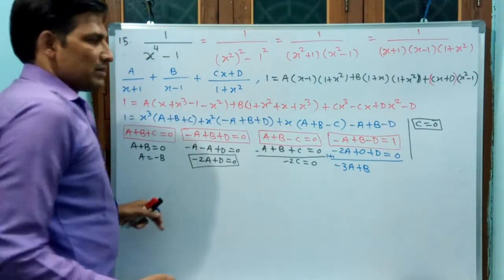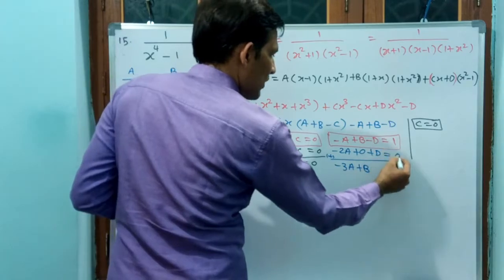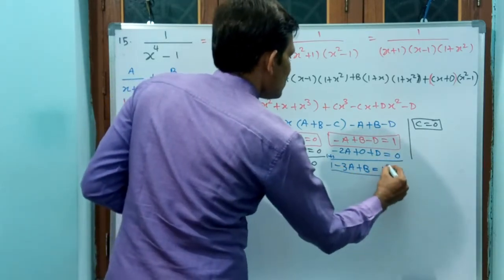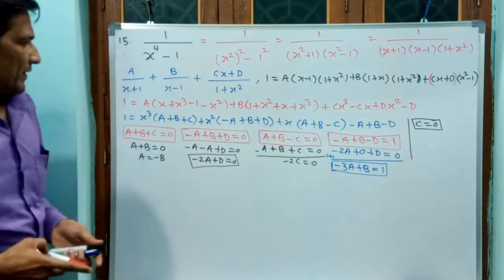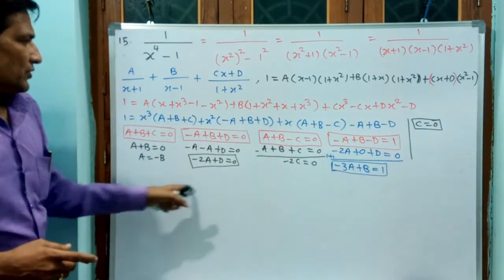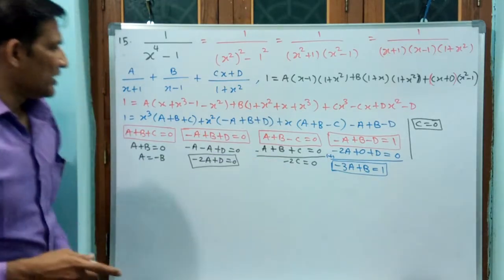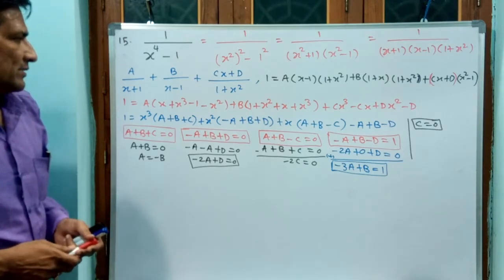Minus 3a plus b. Because b is not there, b plus 0 is b. That is equal to 1 plus 0, which is 1. Minus 3a plus b is equal to 1. This is another equation. This is the second equation, in a and b. An equation in a and b has come.